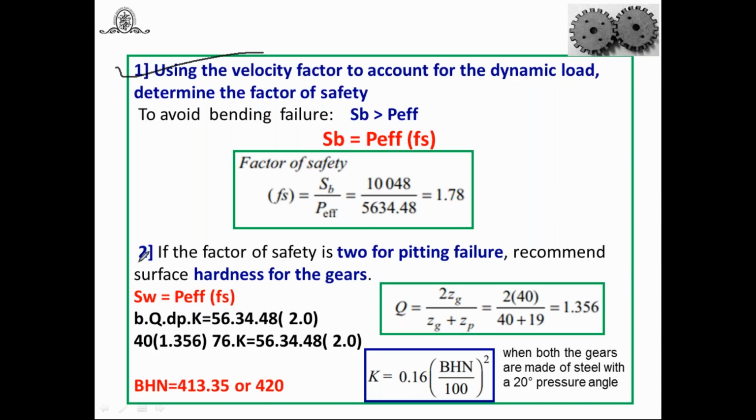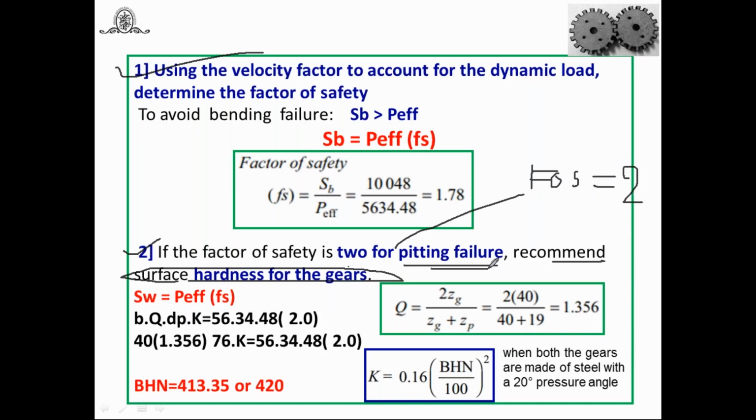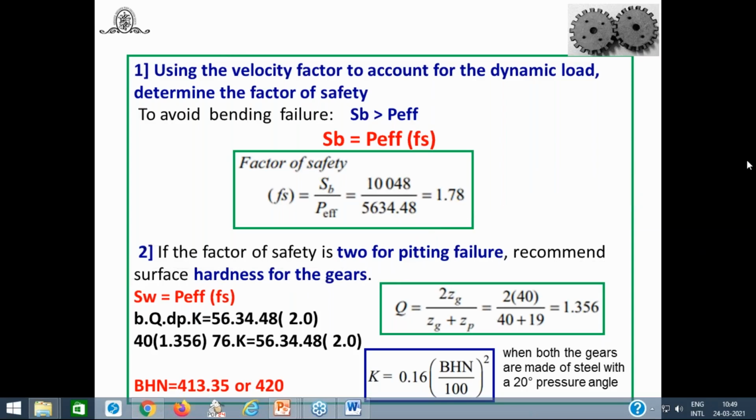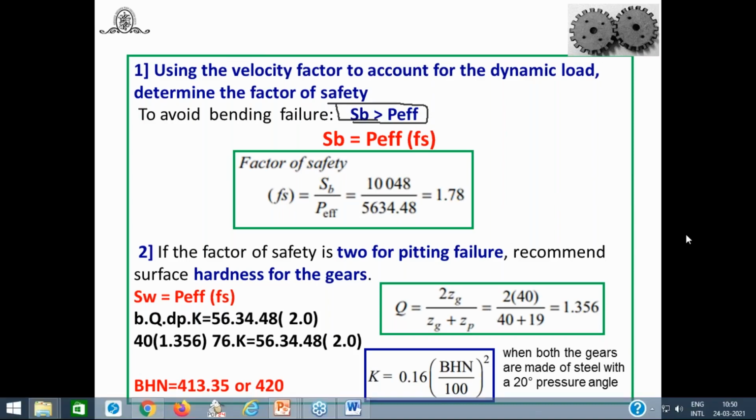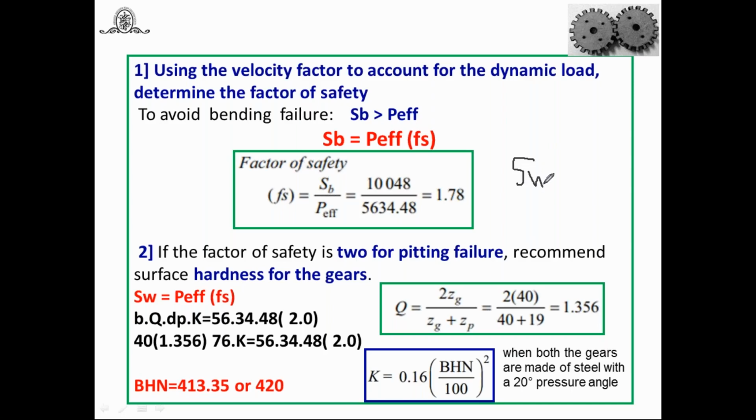Now in the second bit, what we have to do is find out the surface hardness of the gear if FOS is given. In the second one, the factor of safety is given, FOS is equal to 2, for pitting failure. And we have to calculate the surface hardness of the gear. Now, for a pitting failure, what is the condition? For a bending failure, SB should be greater than P effective. For a pitting failure or a wear failure, I am going to write here, SW should be greater than P effective. Then we can avoid pitting failure or wear failure.